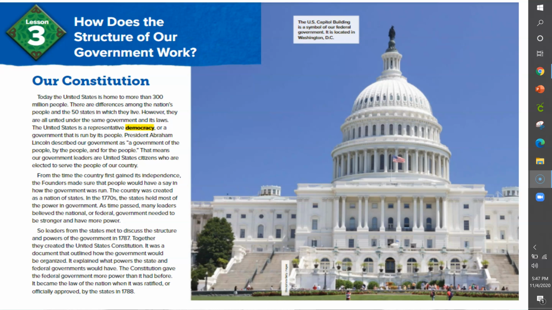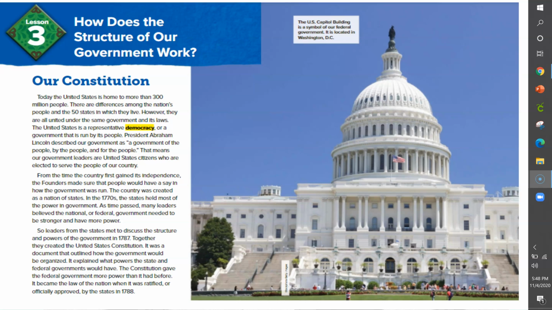Let's stop and analyze. Why is it important that the people have a say in their government? Pause right here to think about that. Well, it's important that people have a say in their government because this gives people power in the government. Leaders who are elected by the people must work for their approval. And this helps keep leaders from abusing their powers or doing things that they should not be doing.